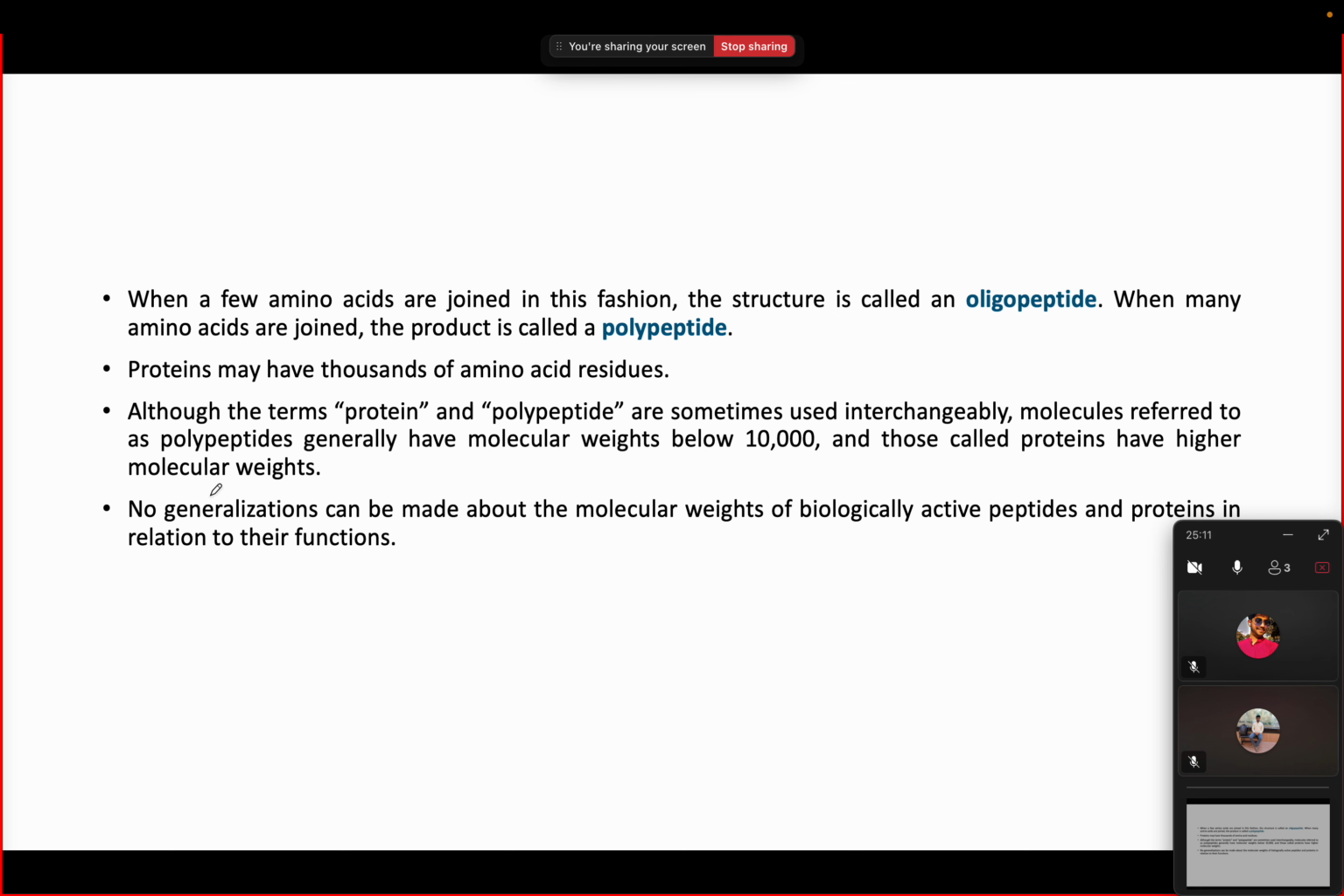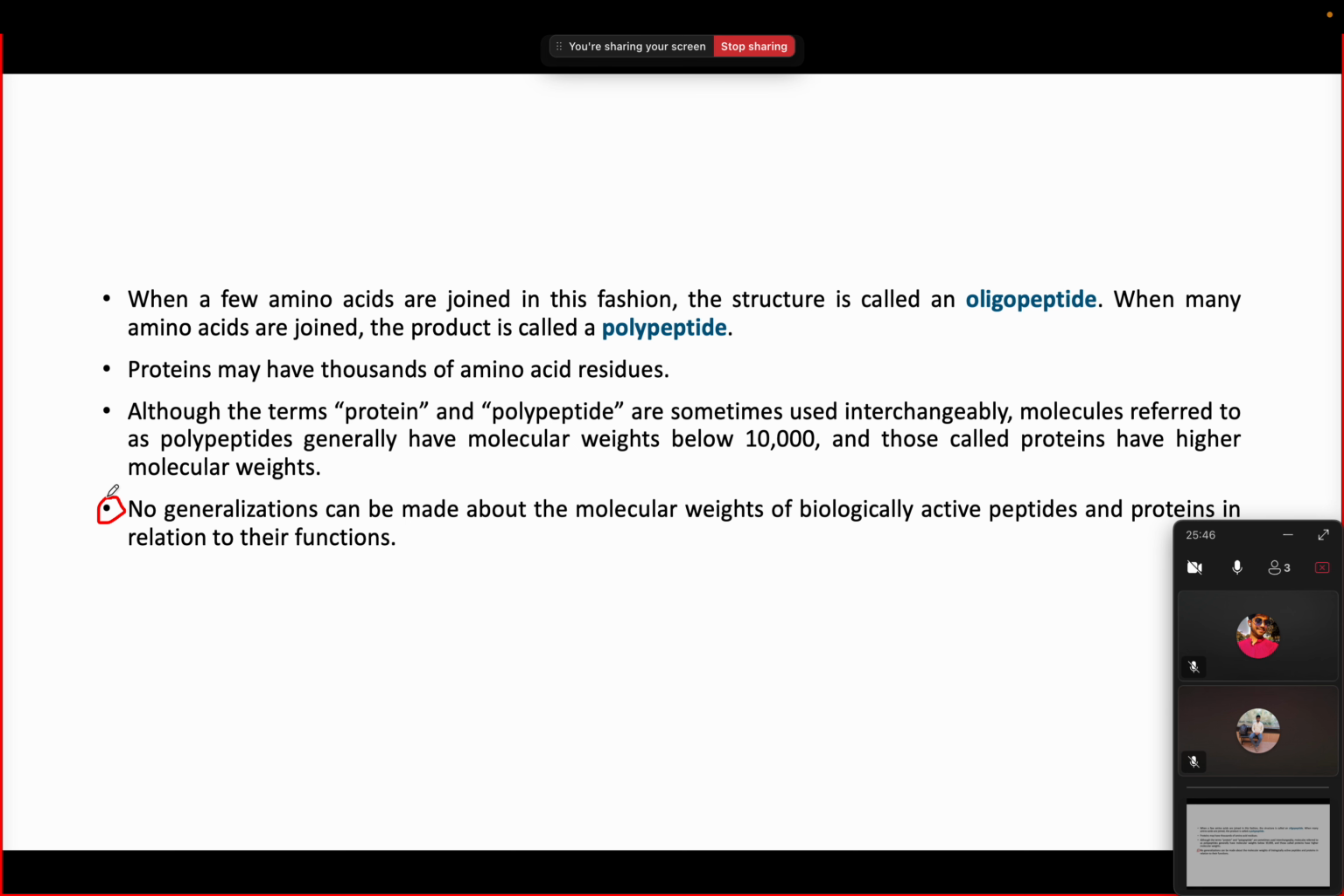So this is kind of important. It's kind of easy and difficult at the same time to understand. What this statement indicates is that no generalizations can be made about the molecular weight of biologically active peptides and proteins in relation to their function. Meaning, you cannot say that if the protein complex is very large, then it will do more or more important function. You cannot relate the size of the protein to its function.